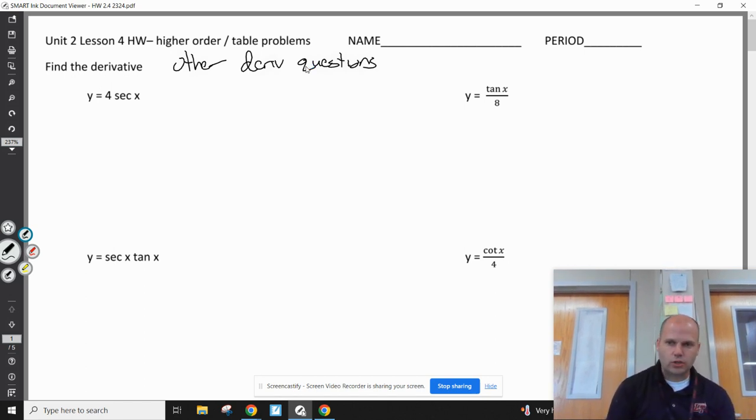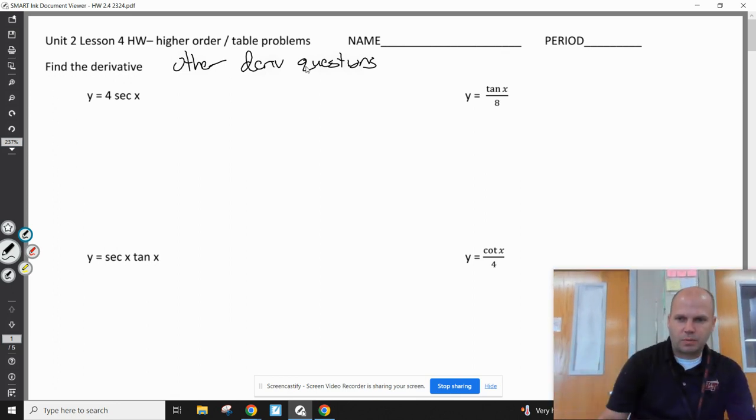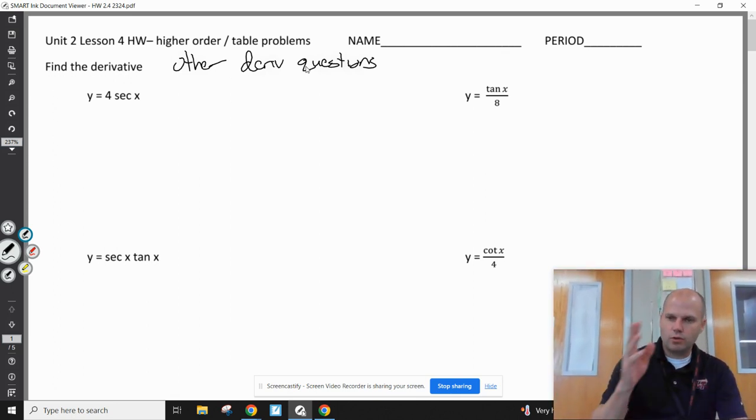We also have notational derivatives, which you guys stink at because you don't like to use notation ever. We also have these: what does it mean to be differentiable? Differentiability problems. We use piecewise functions with it. We also have these higher order derivatives. There's a lot of stuff in here.